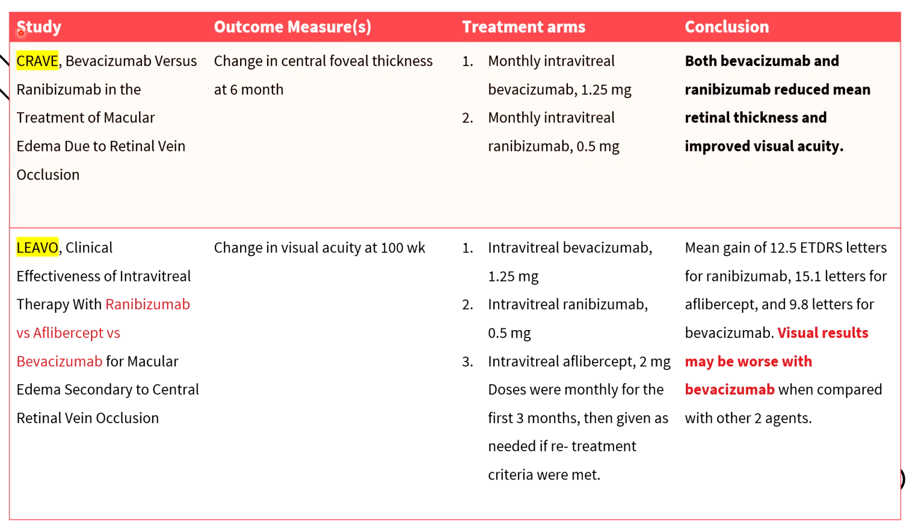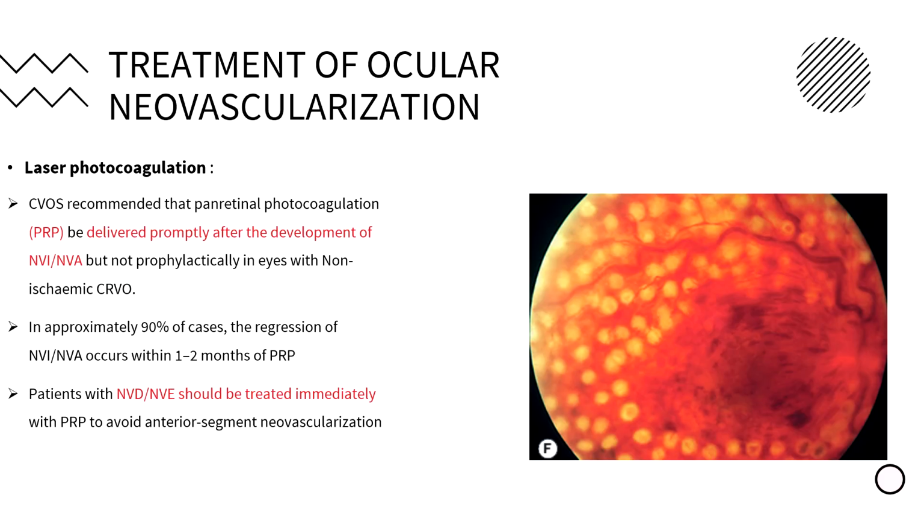Then two other studies are the CRAVE and LEVO studies. In CRAVE, they compared intravitreal ranibizumab with intravitreal bevacizumab, and both ranibizumab and bevacizumab reduced mean retinal thickness and improved visual acuity. In the LEVO trial, they compared ranibizumab versus aflibercept versus bevacizumab, and they found that the visual result may be worse with bevacizumab when compared with the other two agents.